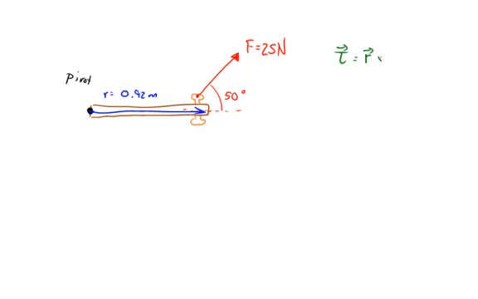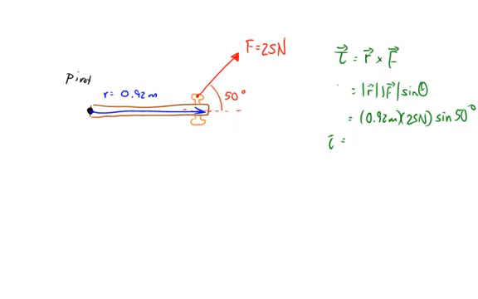The torque is going to be R cross F, which is R times F times the sine of the angle between them. So this is my 0.92 meters times the 25 newtons times the sine now of 50 degrees. And I've got to figure out in magnitude, and I get 17.6 meters times newtons. That's a fairly straightforward application of figuring out torques.